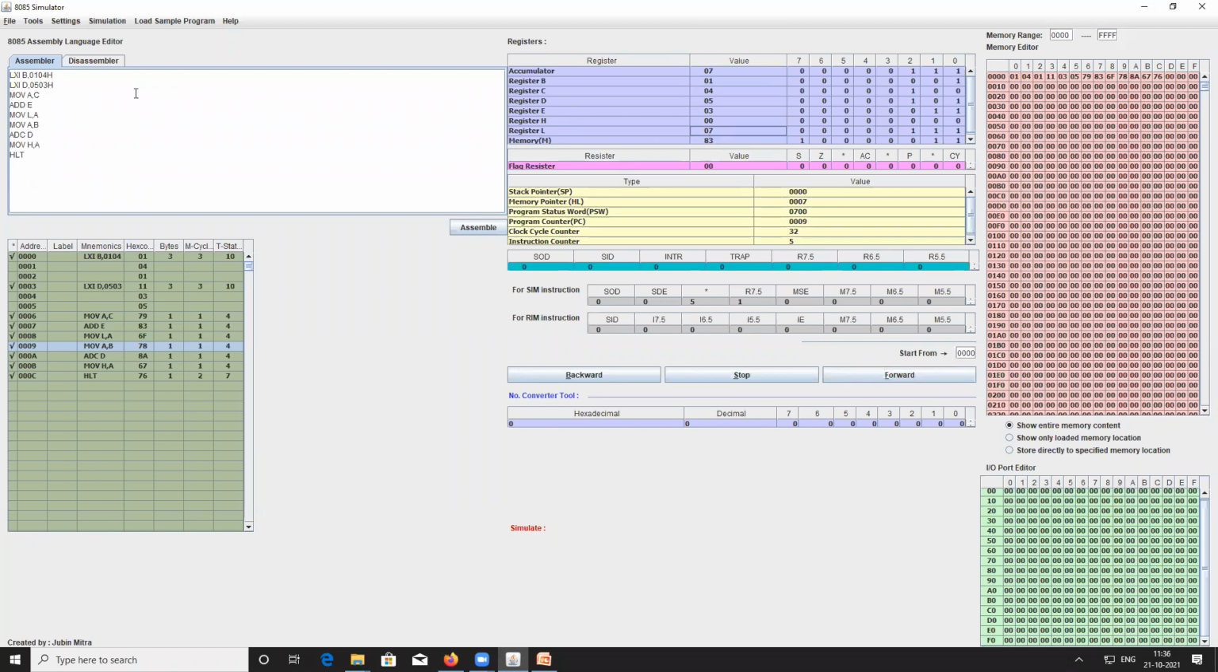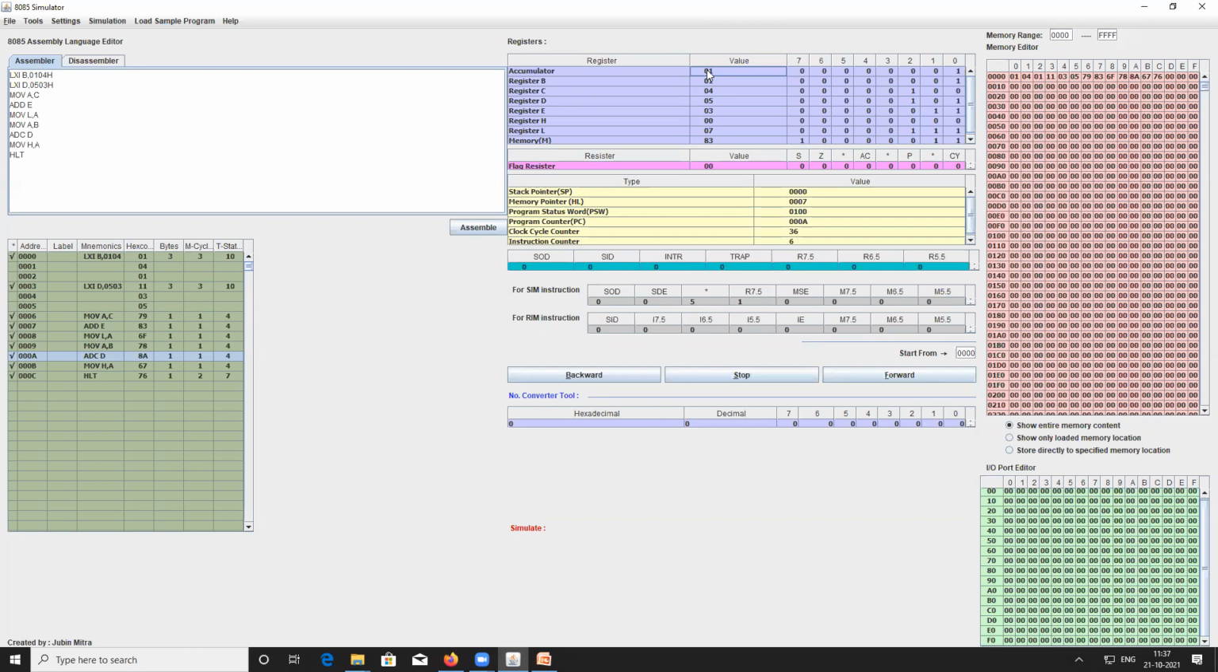After that, you transfer the value of B. B contains the value 01. This 01 is transferred to the accumulator. So 07 will be moved and 01 will be in the accumulator. The accumulator contains a value of 01.